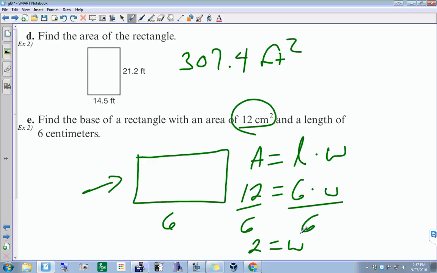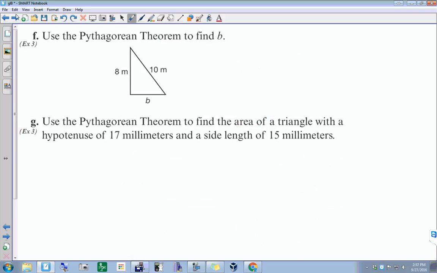When in doubt, draw it out. Yeah. When in doubt, draw it out. Helps every single time. So, I'm going to give you 2 minutes and I want you to do these two problems.